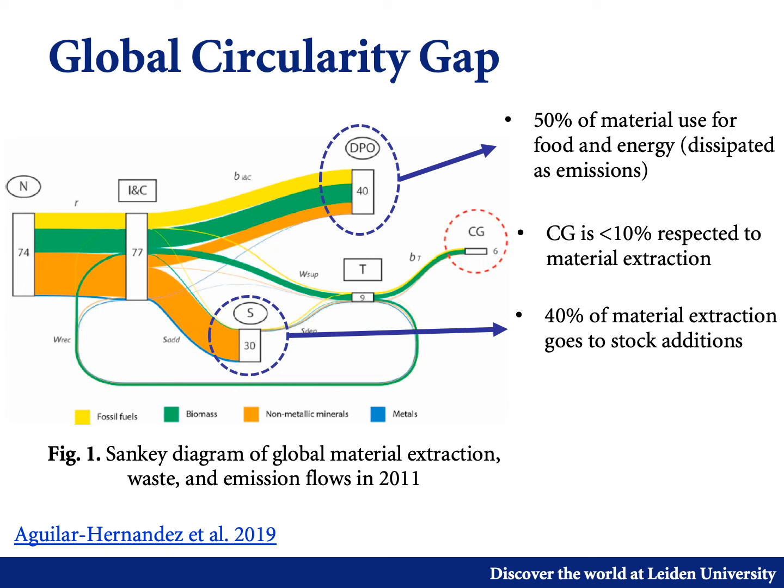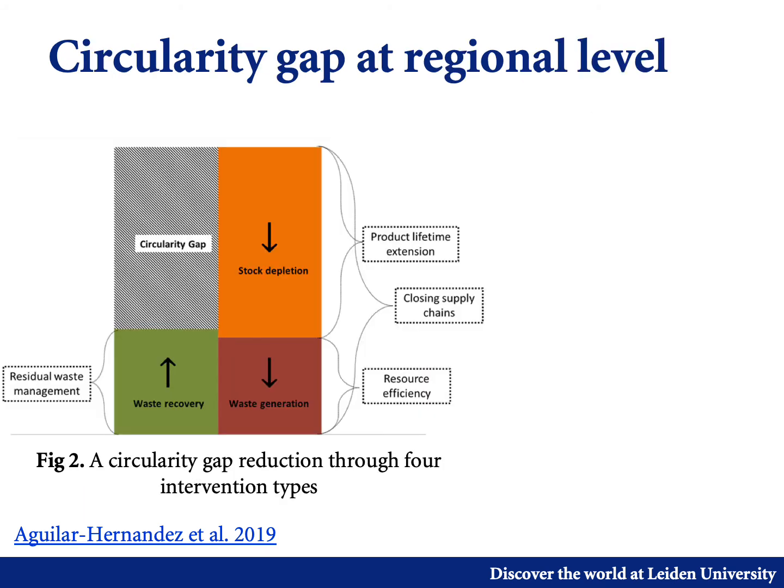This limits the amount of material available for recovery or recycling at present, but also shows that the stock additions are quite important for a circularity transition, where the in-use stocks can be seen as a material reservoir for the future. Moving on to the regional perspective, we identify which policy interventions can be implemented to reduce the circularity gap depending on each region.